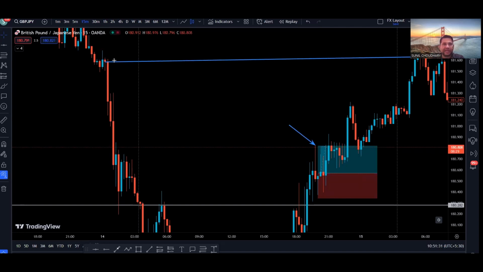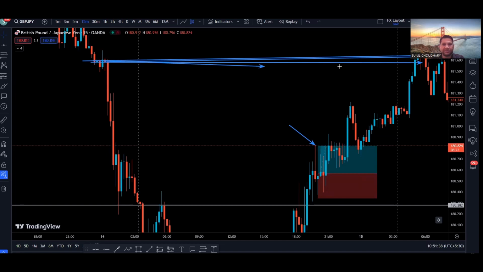This is the final target, and I showed you on the 4-hour time frame as well that it aligned with this area. I will show you again by going to the 4-hour time frame that this is a resistance area on the 4-hour time frame as well.